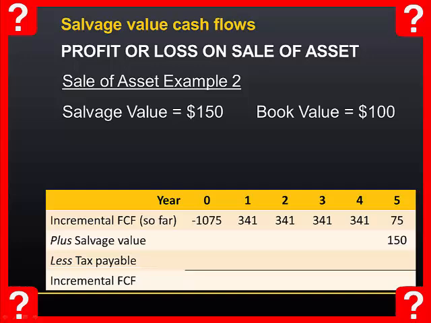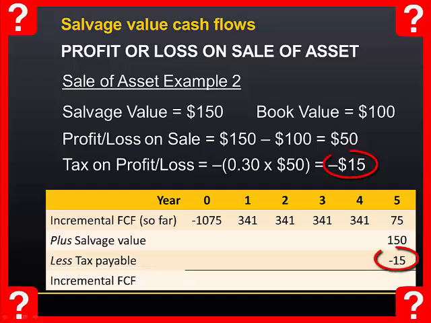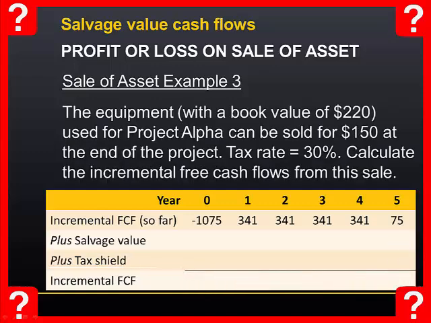We still put the salvage value in at the amount of cash received, $150. But this time the profit is $150 minus 100, or $50, and the tax on that profit is negative $15, a $15 cash outflow, resulting in these incremental free cash flows. In this third example, once again everything's the same except that we now have a book value of $220. What will be the incremental free cash flows in year 5?